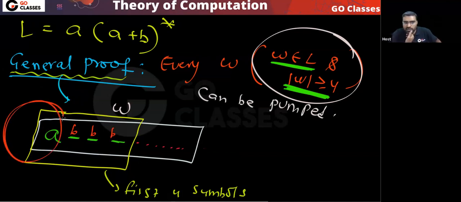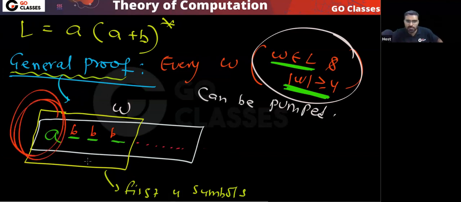So if I take y equal to a, then there is a problem. If I take y equal to a and I repeat this 0 times, will the resulting string belong to L? No. So tell me which y will work.